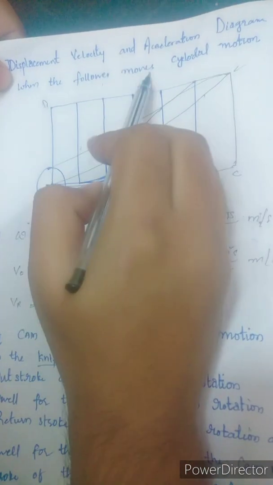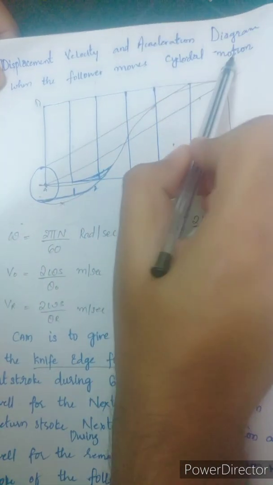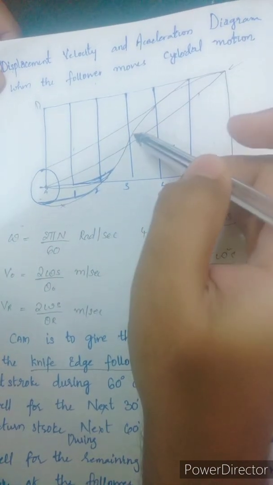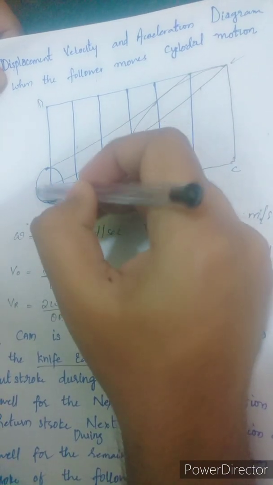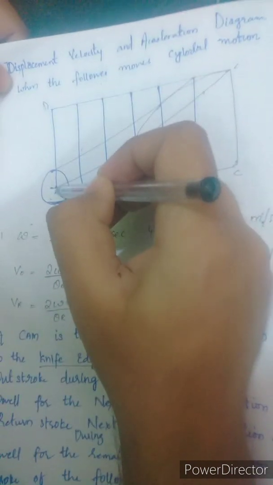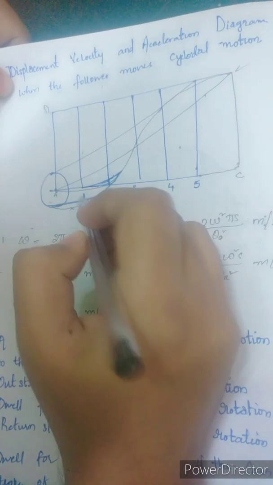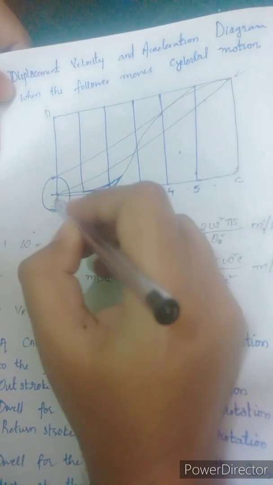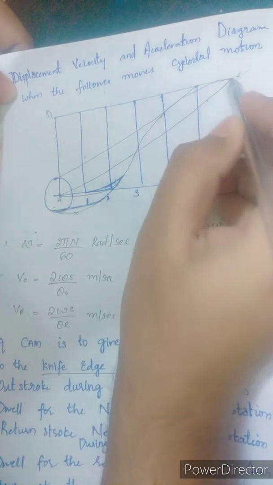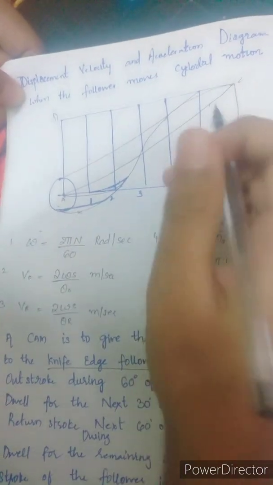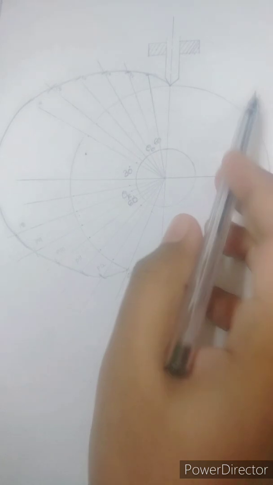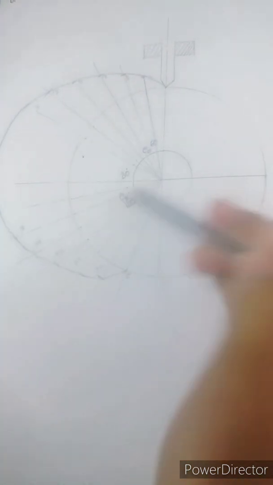Displacement, velocity and acceleration diagram when the follower moves with cycloidal motion. Here you can see this is another diagram. What you have to do is make a circle on the edge, and divide it into an equal number of parts, then you will get a cycloidal diagram like this. And with respect to every diagram you will also get the formulas. With the help of formulas you have to find many things. This is just an example, I am showing how the cam profile looks.